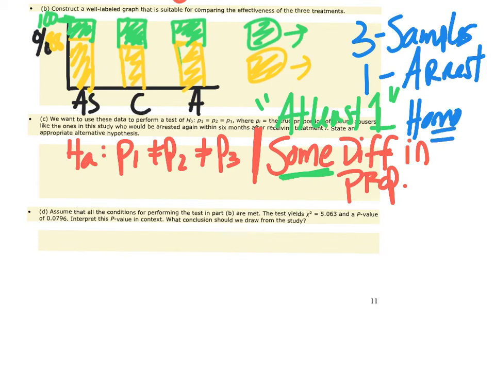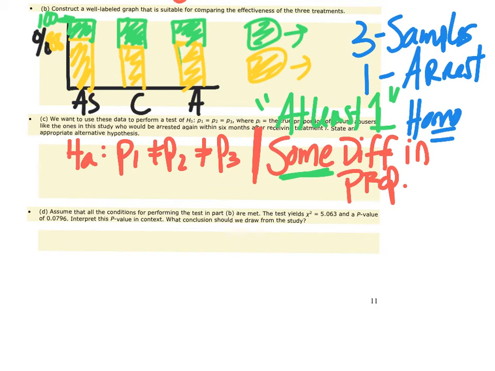So when we look at Part D, it says this. Assume all the conditions for performing the test are met. It yields a chi-square of 5.063, which is a p-value of 0.0796. Interpret the p-value in context and what conclusion could be drawn. Again, if we look at the hypothesis stated in Part C, by the way, if you remember how your hypotheses are stated, this clearly is stated as the test of homogeneity.